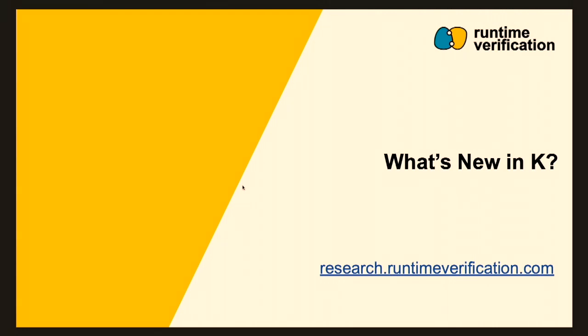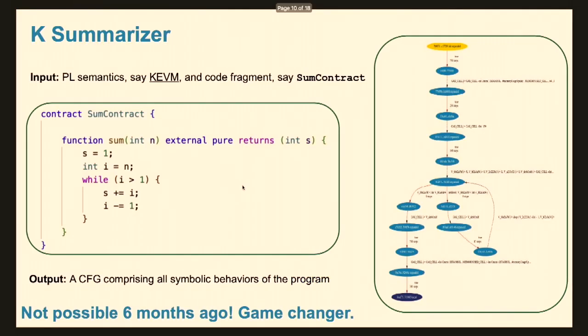So that's K at a high level. What is new in K? Those of you who knew K, now we'll see some new things. We have a K summarizer, which is at the core of various tools in K. I told you that K is a framework that allows you to develop tools on top of it, which are general, scalable, and so on. There are lots of components that we put together in order to build these tools, but this is one of the most important ones.